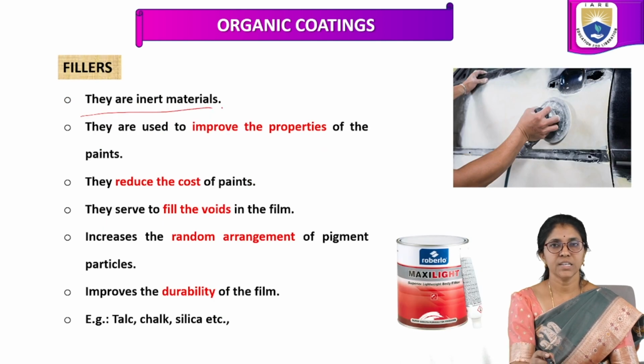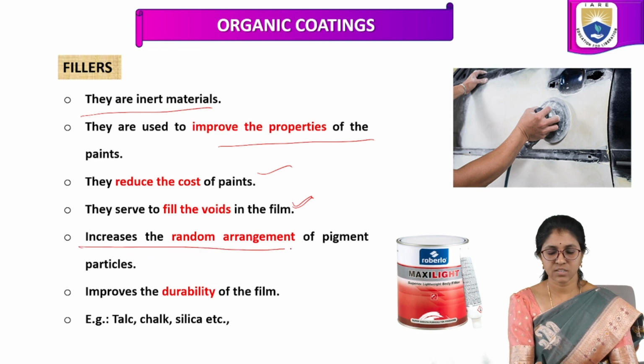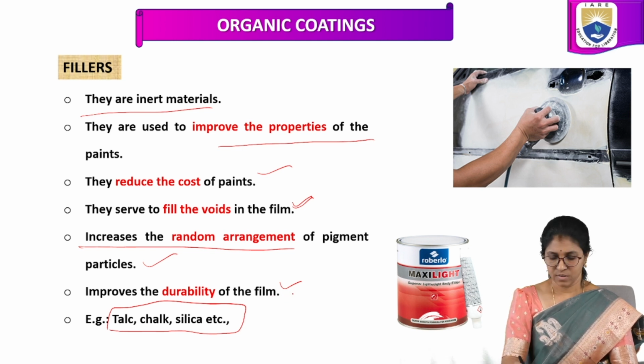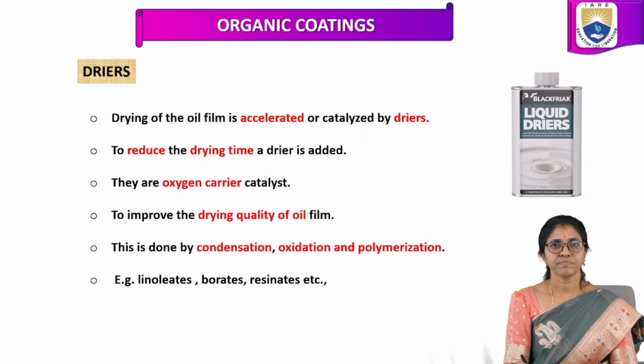Fillers are inert materials used to improve the properties of paints. They reduce the cost of paints. They serve to fill the voids in the film, which increases the random arrangement of pigment particles and improves the durability of the film. Examples of fillers are chalk and silica, used in organic paints.